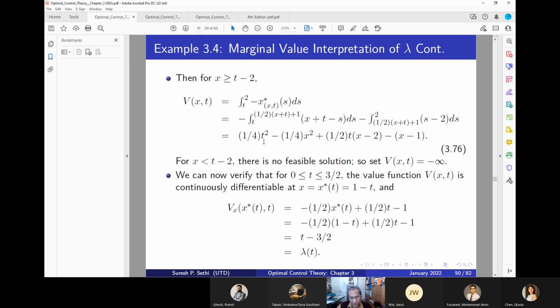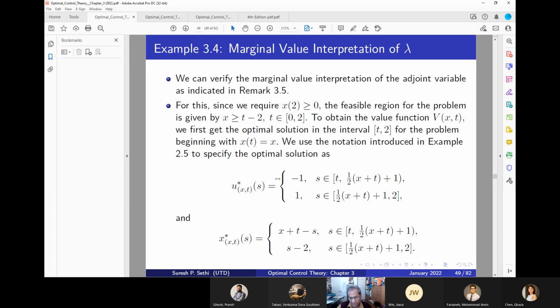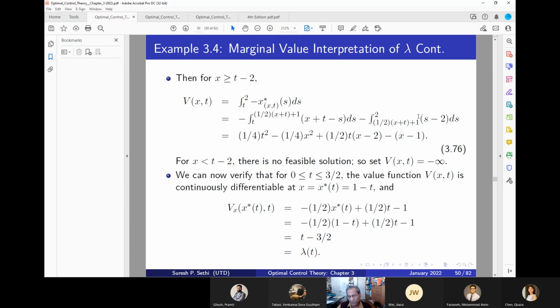First, I integrate from t to 2 all the way. Integration from t to 2 requires two components: one from t to this S star, and one from S star to 2. From t to S star, I put this value, and from S star to 2, I put this value. I integrate, I solve, and notice for x less than t minus 2, there is no feasible solution, so v(x,t) is minus infinity.